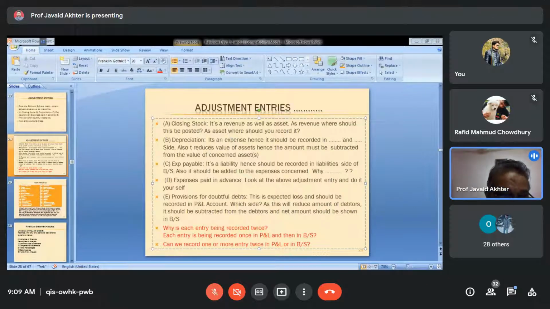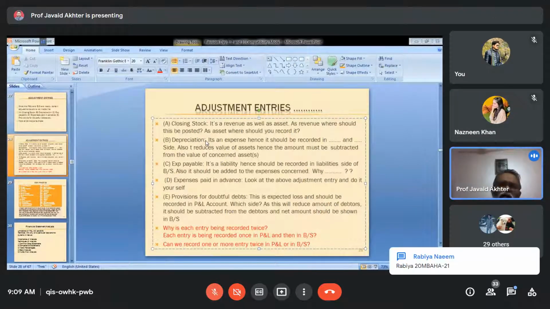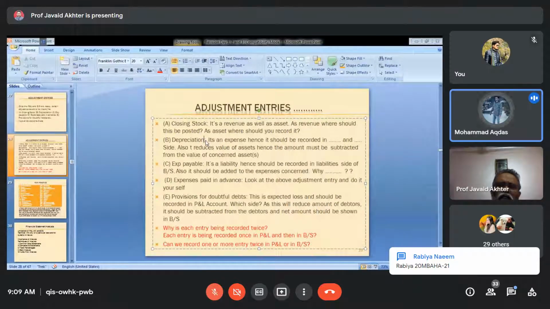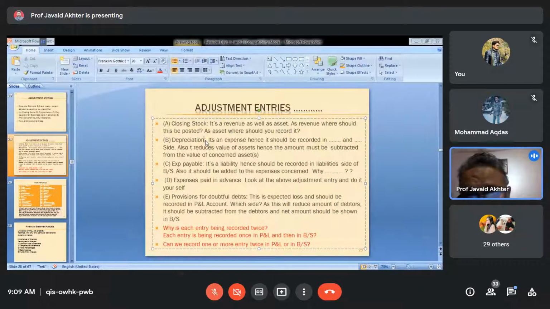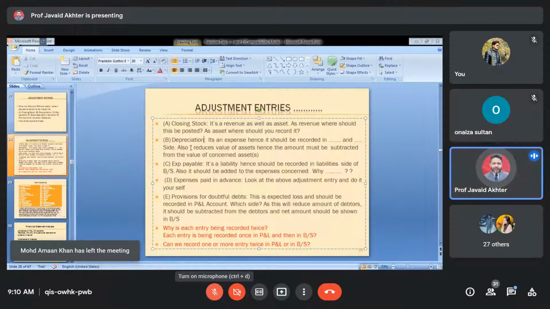Okay. There is an adjustment to be incorporated about depreciation. What is depreciation? I have written here what it is. Expense. Do you agree that it is an expense? Yes, sir. Okay, this is an expense. As an expense, where should you record? Profit and loss account. Which side? Debit side.